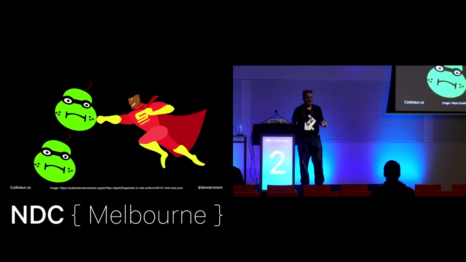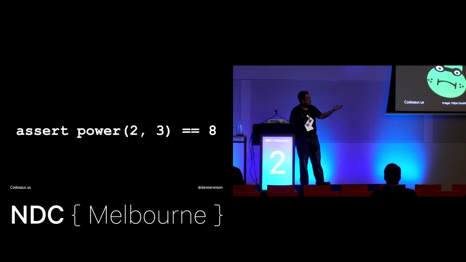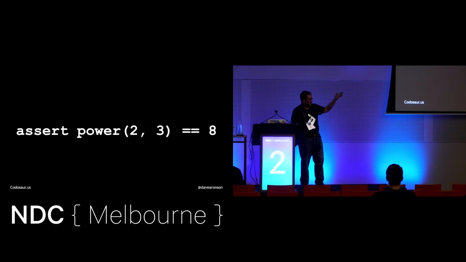To kill them separately, we can, again, either add a test or improve our existing tests to something like this, to assert that 2 to the 3rd power, according to our power function, is 8.